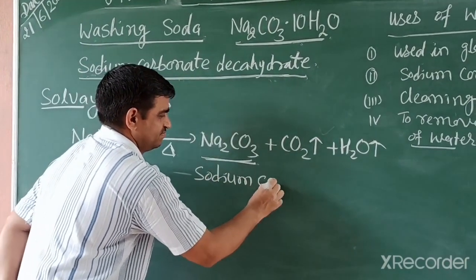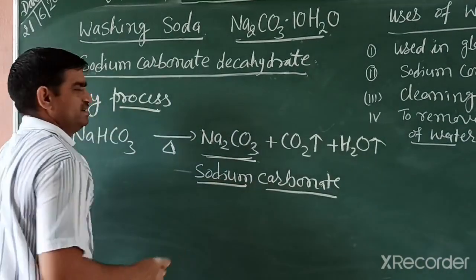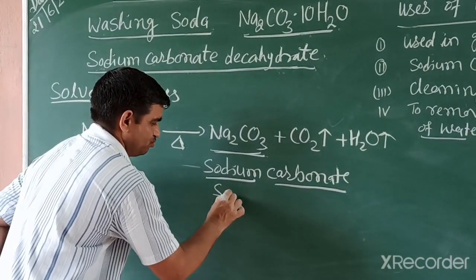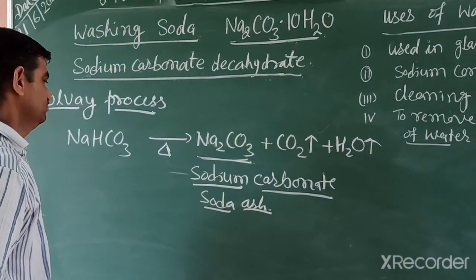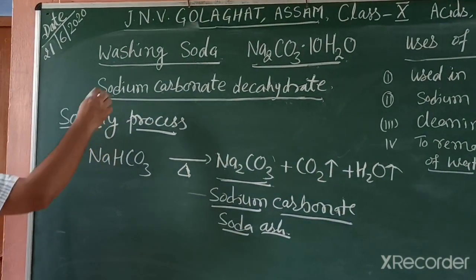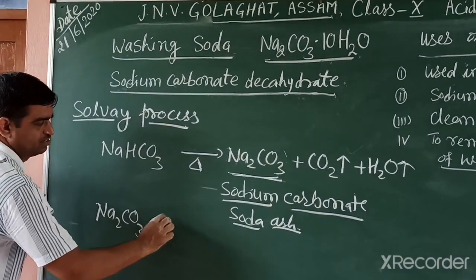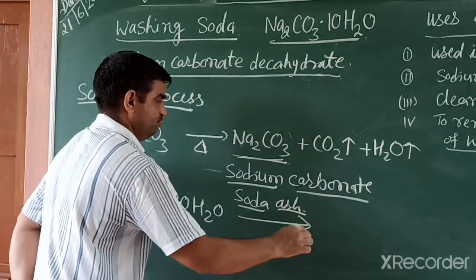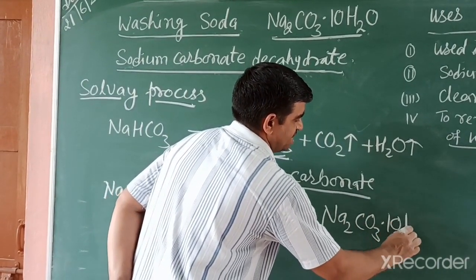Sodium carbonate. This is anhydrous. Anhydrous means there is no water. Generally, its common name is soda ash. So when we mix sodium carbonate and water, it converts into washing soda. Sodium carbonate, when mixed with 10 water molecules, is converted into sodium carbonate decahydrate.